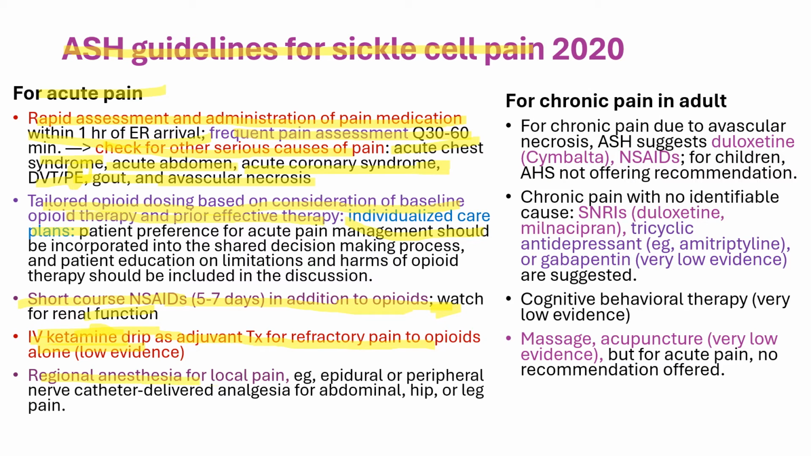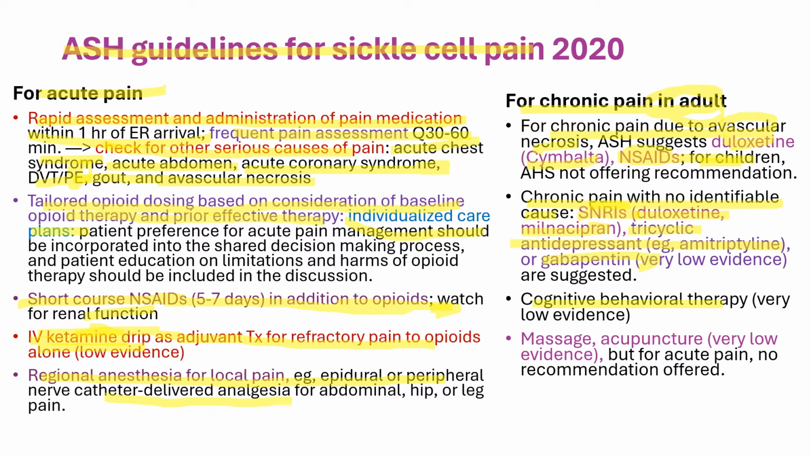Regional anesthesia for localized pain, for example, epidural or peripheral nerve catheter-delivered analgesia. For chronic pain in adults due to avascular necrosis, Cymbalta, duloxetine, and non-steroidal anti-inflammatory drugs can be used, but not for children. For chronic pain with no identifiable causes, serotonin-norepinephrine reuptake inhibitors like Cymbalta or milnacipran can be used. Also, tricyclic antidepressants like Elavil or gabapentin are helpful.